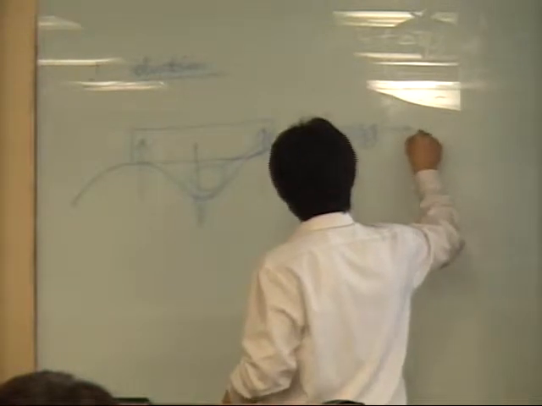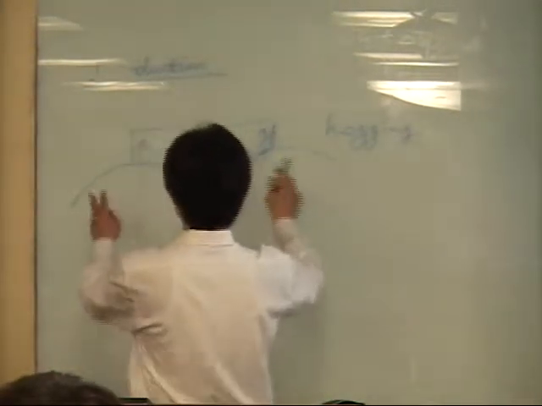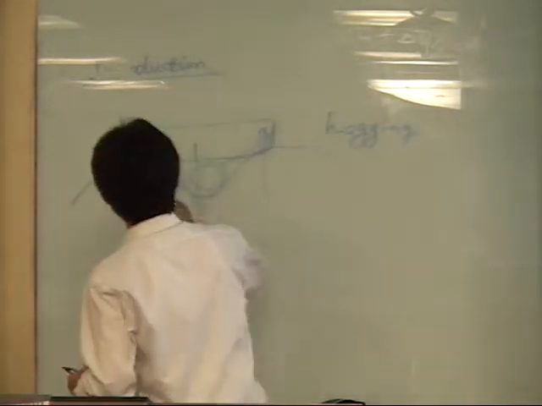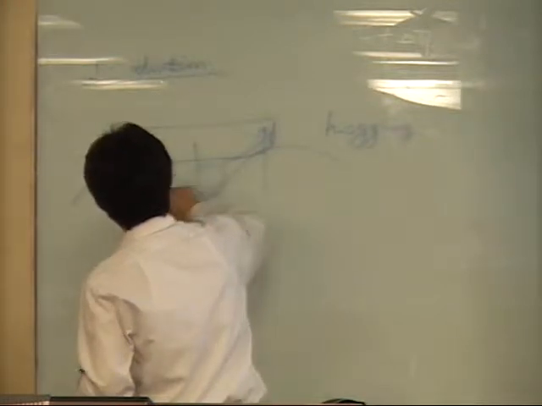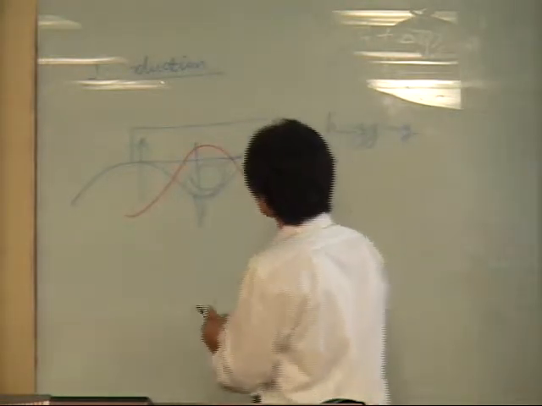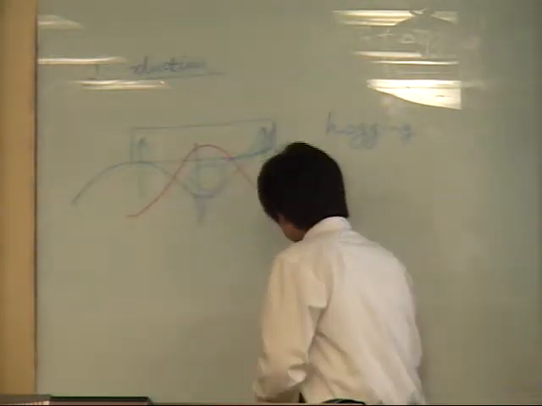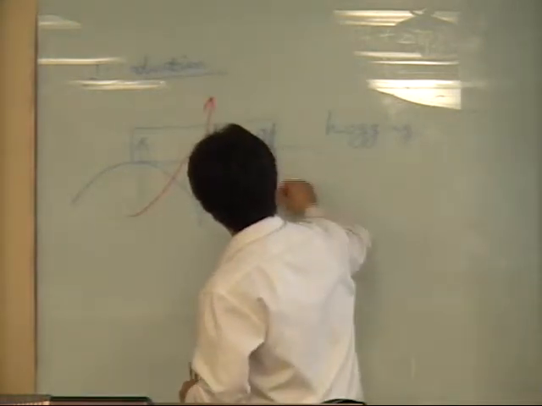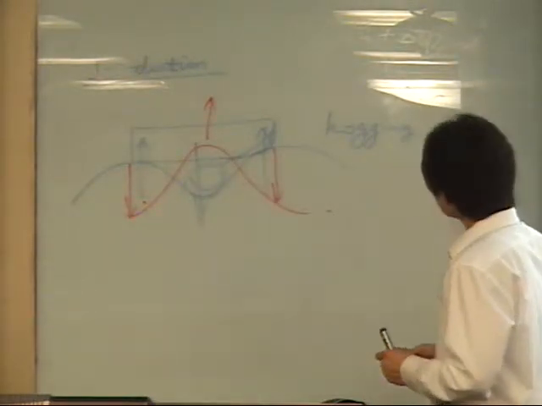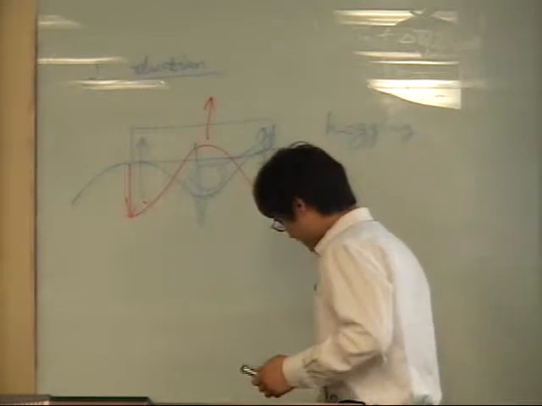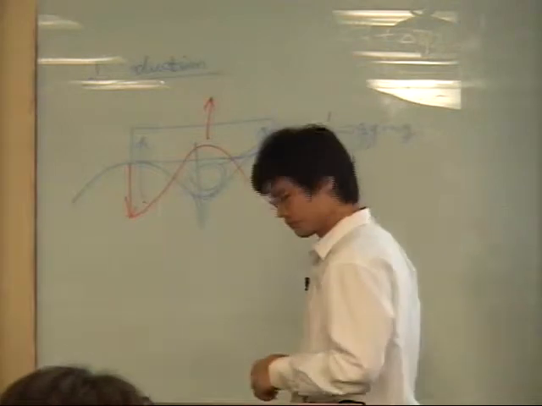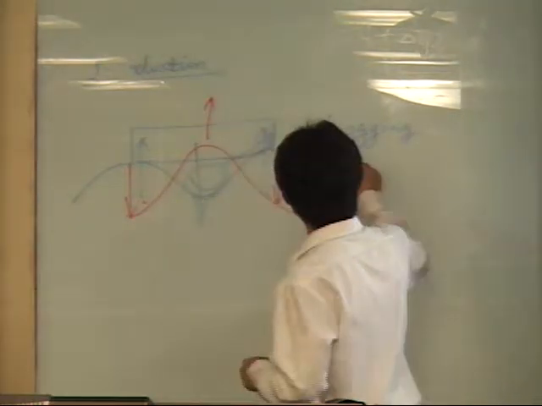Hogging, yeah, I think so. And then the other case is opposite. This is a crest. The force goes from the middle, and then due to gravity, it's dropping. This is sagging. Hogging and sagging.